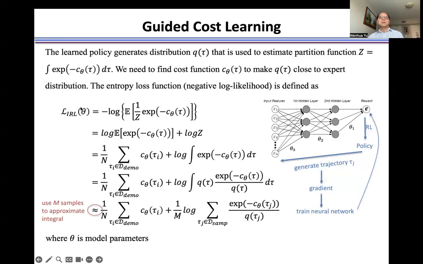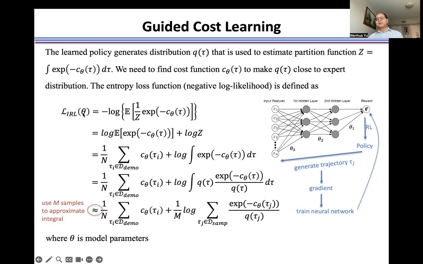An agent uses the learned policy to generate a distribution Q that is used to estimate the partition function Z. From its definition, this partition function is an integral of this exponential of the loss function. So we need to find this unknown loss function to make this Q close to the expert distribution. Then the entropy loss function, which is also a negative log likelihood, is defined as this L.